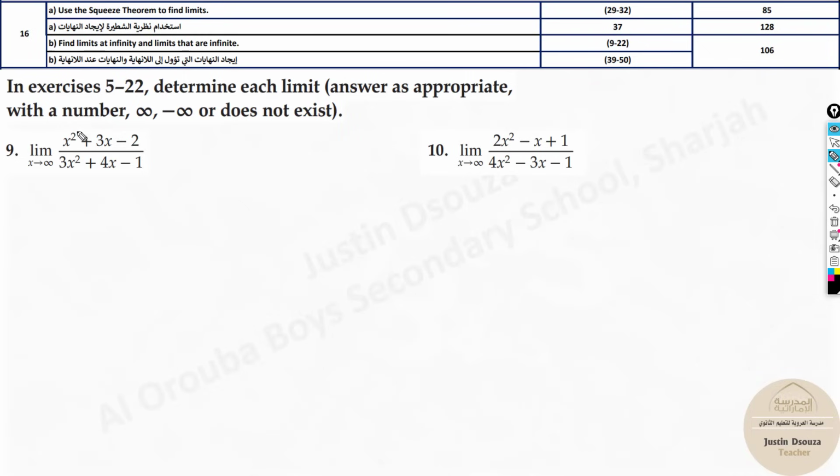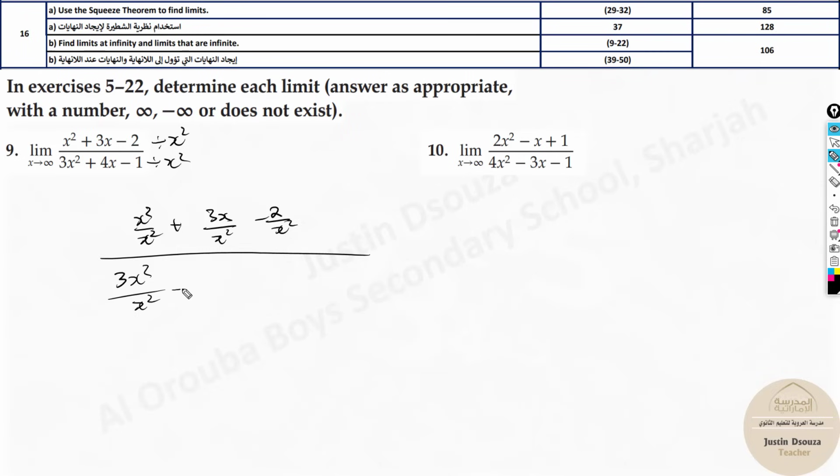It's basically see what's the highest degree, divide throughout by that same term. Here, the highest degree is what? X square. So divide this by x square, and even over here divided by x square. And what happens now? Here it will be x squared by x square plus 3x by x square minus 2 by x square. The whole thing divided by the denominator terms, 3x squared by x squared plus 4x by x square minus 1 by x square.